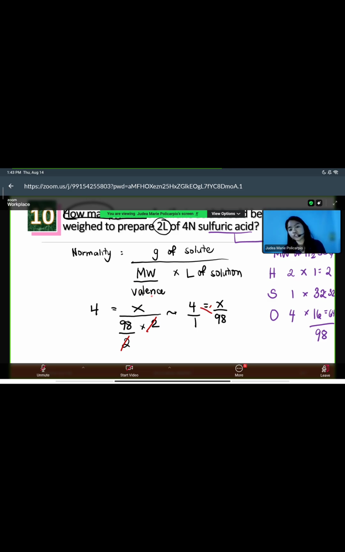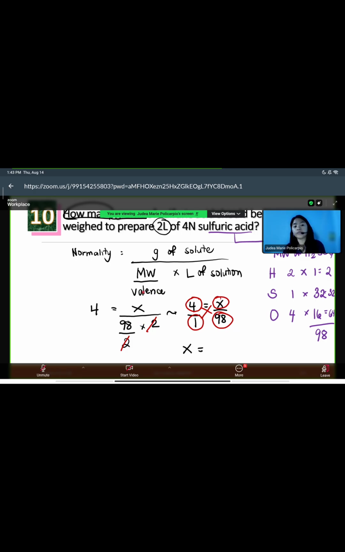Again, the most logical thing to do would now be the crisscross or cross multiplication. So that means we have 1 times x at saka equals daw to 4 times 98. So, i-write natin yung ating equation. So, we have 1 times x. Any number multiplied by 1 will still give us the same number. That will still give us the x.